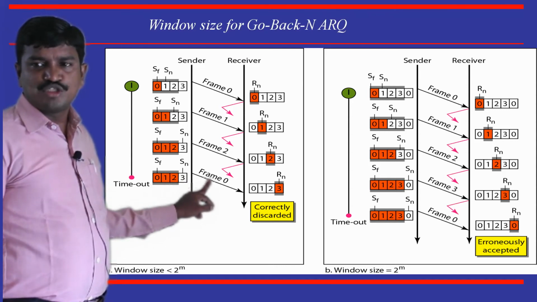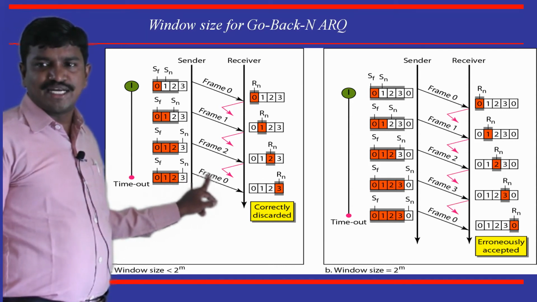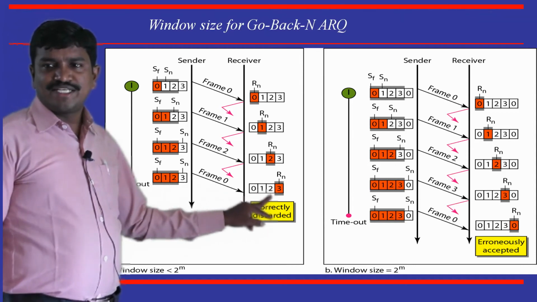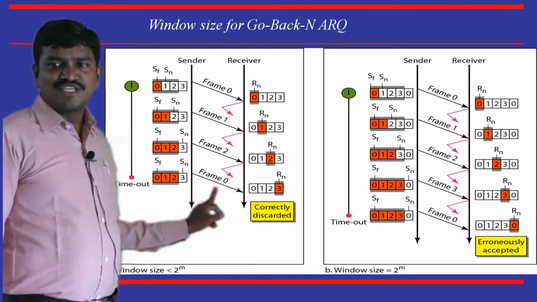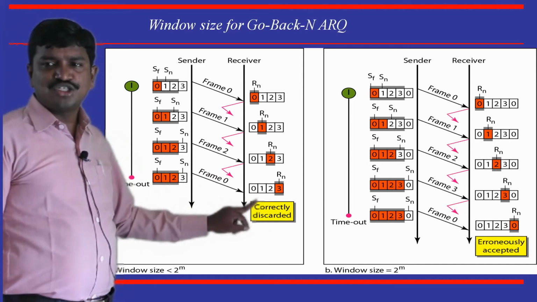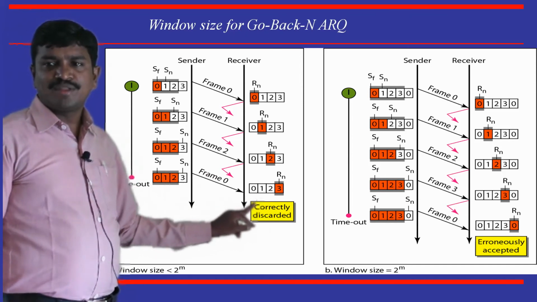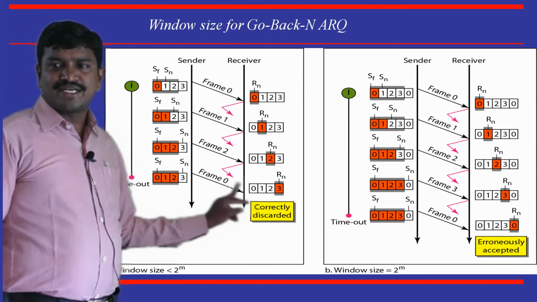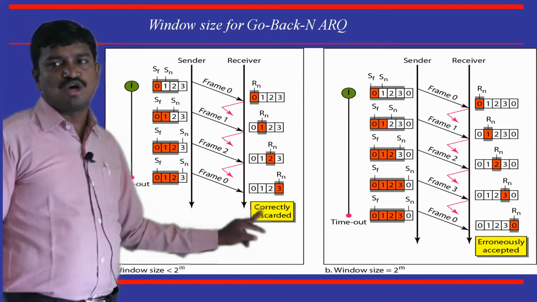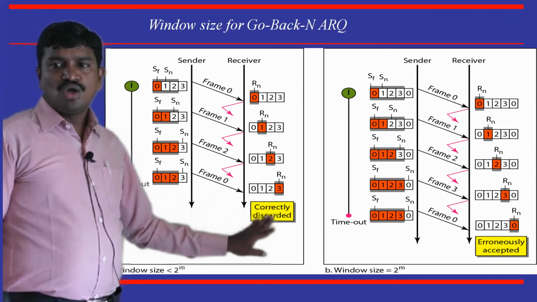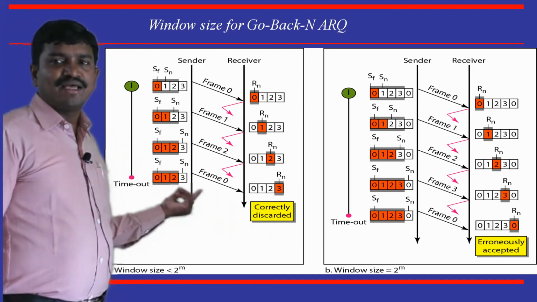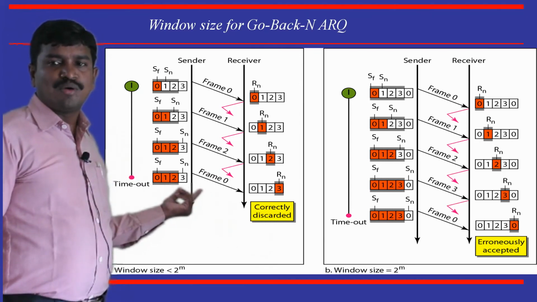That's the reason frame 0 is sent. When frame 0 is sent, the receiver is expecting the third frame, but we have sent the 0th frame. So there is a mismatch, and it is capable of detecting that it is not the expected one, so we need to drop it. This is possible only when we take the window size less than 2 power m.